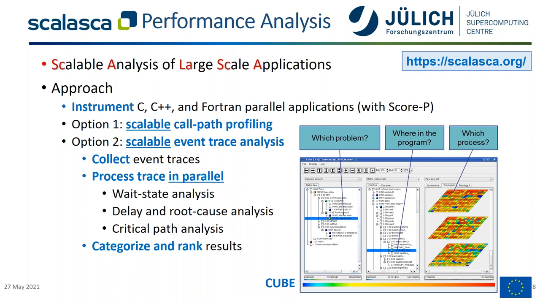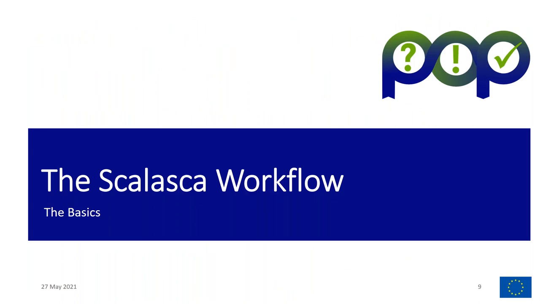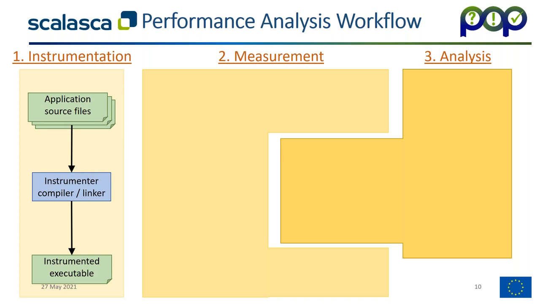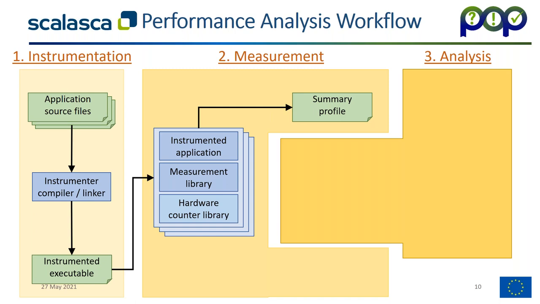Okay, so that basically was the big context, how the different components work together. And now let's have a more detailed look at the workflow when you use the Scalasca tool. So it starts with instrumentation. We instrument the source code of the application: you typically compile and instrument things to get an instrumented executable. This compiling and linking step is wrapped by an instrumenter in order to achieve that. Then you run that instrumented executable, typically in parallel. It has the instrumented application, but also contains the measurement library to record everything, and if necessary, the hardware counter library.